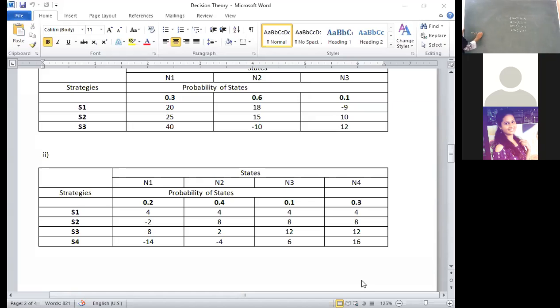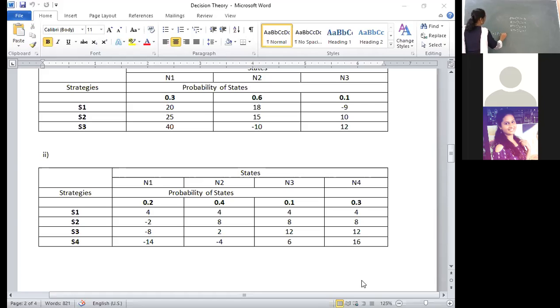Expected value with perfect information. What is the formula? In states of nature, go through the screen. Okay. In the N1 column, you have to choose the best payoff. The best payoff is among 4, minus 2, minus 8, minus 14. The best payoff is 4. The formula is 0.2 into 4 plus, okay, N2 column. In the N2 column, which is the best payoff among the 4 values? 4, 8, 2, minus 4. The best payoff is 8.